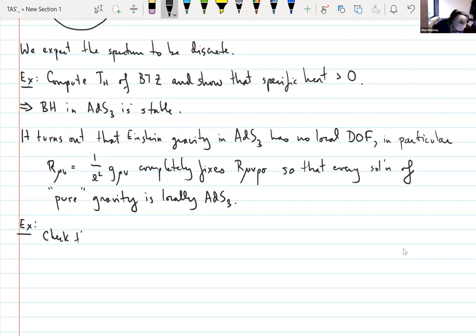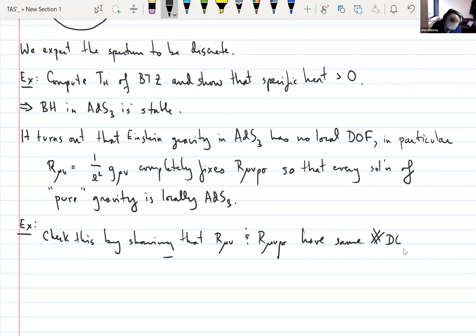So check this by showing that R mu nu and R mu nu rho sigma have the same number of degrees of freedom in 3 dimensions. Remember, in 4 dimensions, the Riemann tensor has 20 degrees of freedom and the Ricci tensor has 10 degrees of freedom. So 20 is bigger than 10, which is one reason why there are solutions of general relativity that are not just locally flat space. In 3 dimensions, however, this is not the case.